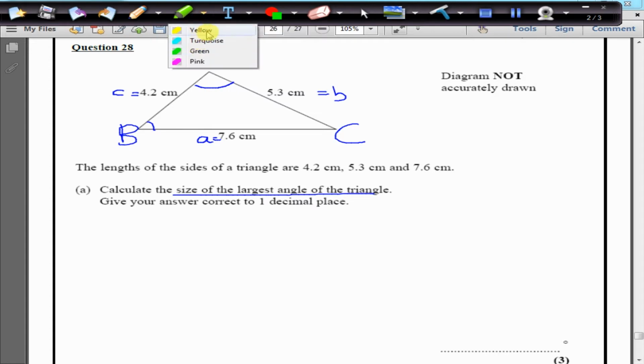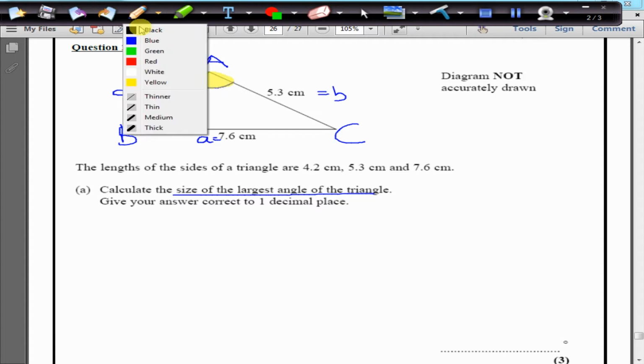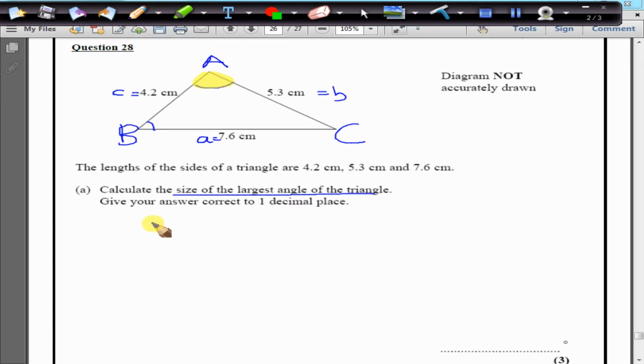Now, we know three sides, we've got to work out the angle. Any suggestions on how we're going to work out this angle here? Sine rule, cosine rule, trigonometry, SOHCAHTOA? Cosine rule. Okay, we can use the cosine rule. Excellent. What is the cosine rule? Cosine rule is a squared is equal to b squared plus c squared, minus 2bc cos of a.